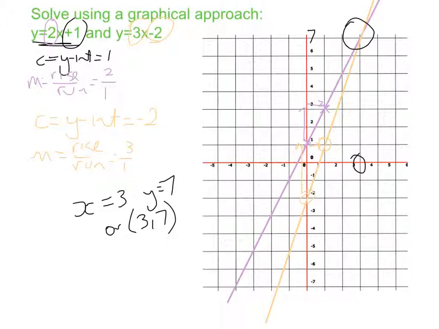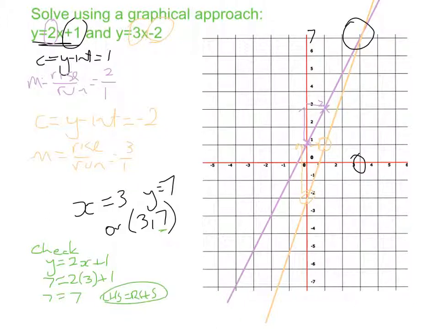It's always good to do a check algebraically after we get the answer if you can, and I'll just use the first equation up there. So for our little check, we've got y equals 2x plus 1, but we know that y is equal to 7 and x is equal to 3. So 7 is equal to 2 times 3 is 6 plus 1 is 7. So we've got left hand side equals right hand side. So that was just a little algebraic proof. Everything's okay.